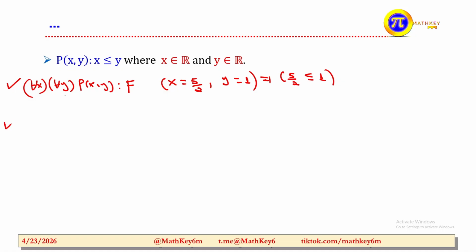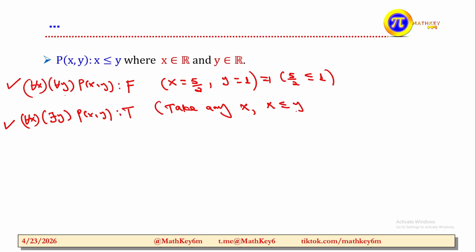The next one says for all x there exists y such that P of xy. What can you say about this? Take any x; there exists at least one y that satisfies x is less than or equal to y. Is it true or false? It is true. Take any x. Since y is an element of the real numbers, and x is also an element of the real numbers, for any x we can find a larger number y in R.